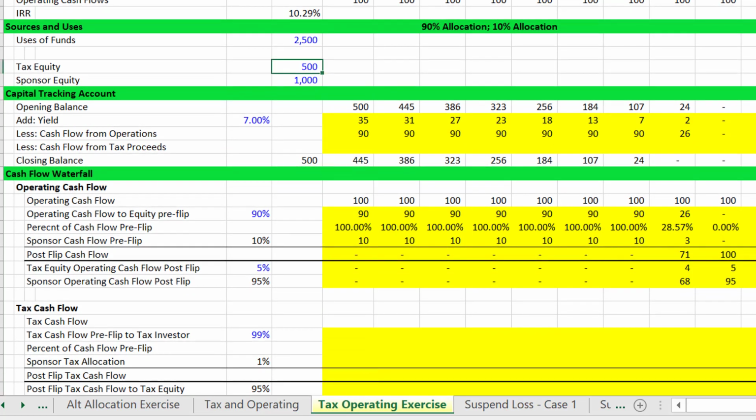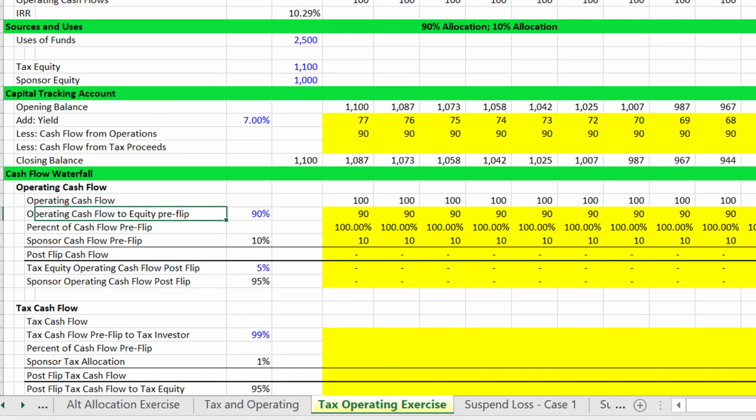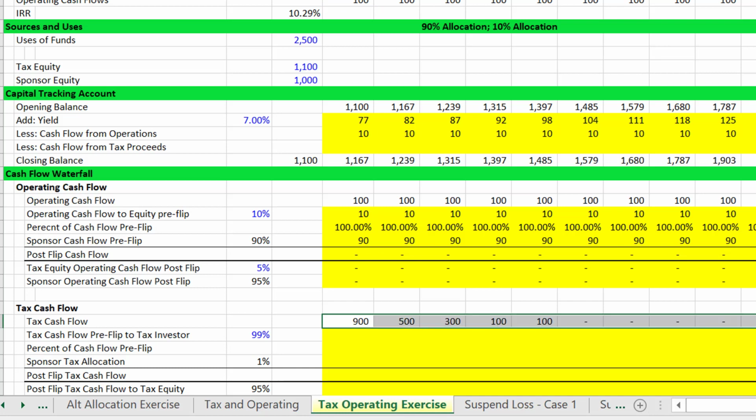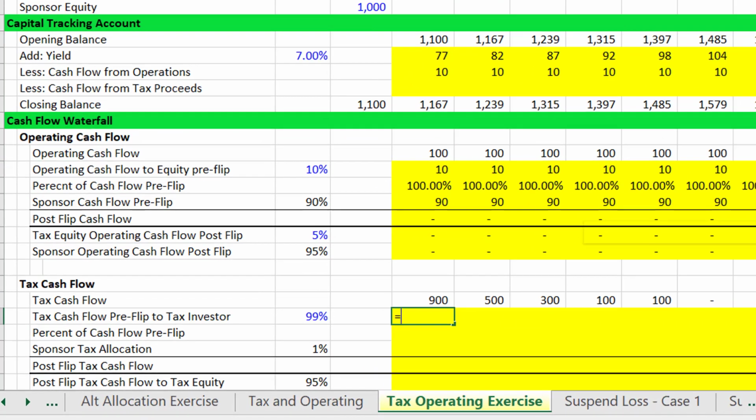Now, I'm going to put this back up to 1,100. How's that? Okay. And now we never flip, and I'm going to put this down to 10%, perhaps. It doesn't really matter what you put in. Then we have some tax cash flow. And we have two different cash flows. And I said, well, these tax cash flows are related to the depreciation. They come early on. And you take this tax cash flow and you put a minimum function in again.